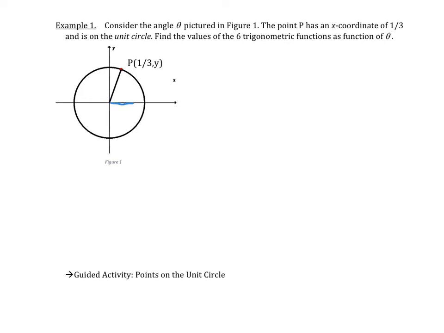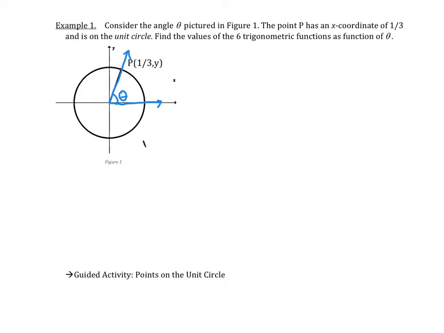What we need to remember is that the initial ray is the positive x-axis. The terminal ray goes from the origin to the point. So here is my angle theta. If we started writing sine of theta is the y over the r, we would realize I need to know the y value. So let's back up a little bit and find that first.